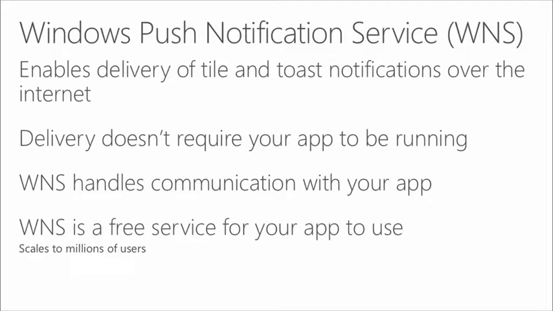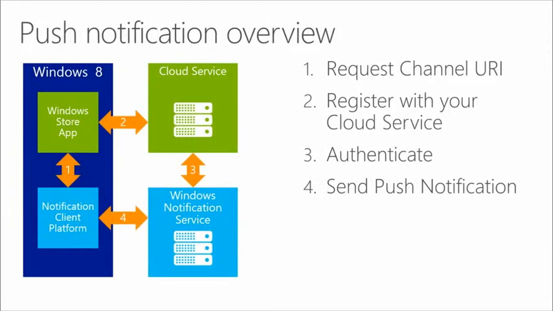And in this case, the delivery doesn't require your app to be running. It's new information, like with the mail app, what you see, it's new information without the app actually running. It runs when you click the tile and open the app, right? And Windows Push Notification Service is a free service for your app to use, and it really scales to millions of users. We use it ourselves as well, and it's free for you to use as well. So how does it work, push notification?